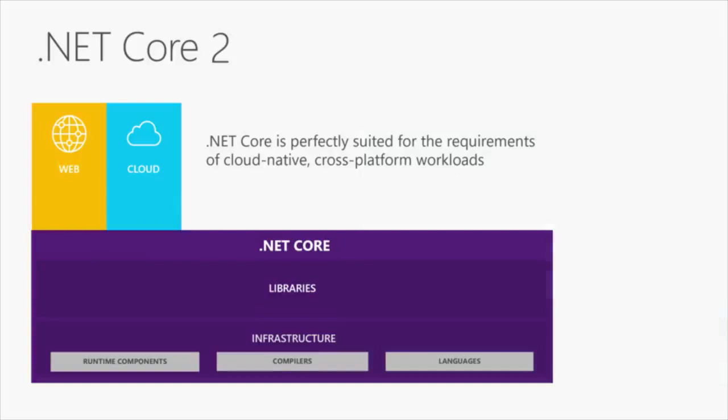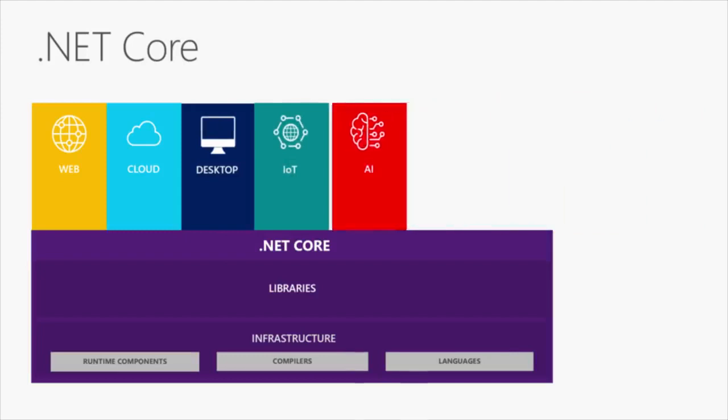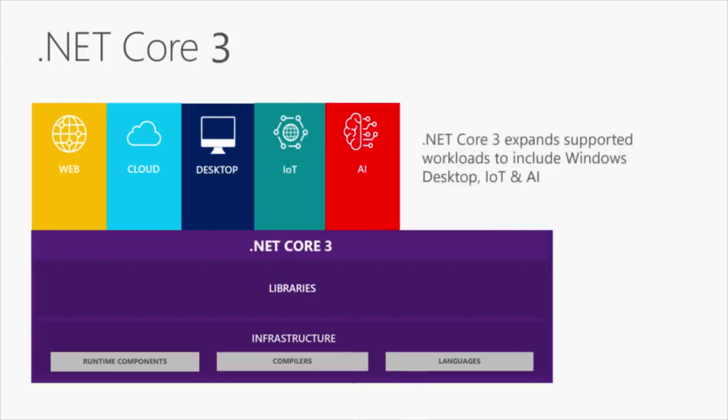Let's talk about the journey from .NET Core 2 to .NET Core 3. With .NET Core 1 and 2, we primarily had web and cloud application types in .NET Core. We're vastly expanding the applications you can build with .NET Core 3. Now you'll be able to build desktop applications with WinForms and WPF, IoT applications running on Raspberry Pis and small devices, and with ML.NET, full support for machine learning and AI, all on .NET Core 3.